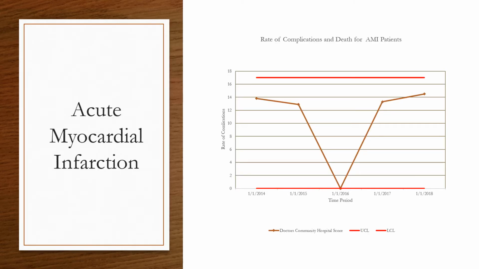An X-bar control chart was used to compare Doctors Community Hospital performance to its competitors. The first performance indicator was comparing Doctors Community Hospital performance for rate of complications and death for AMI patients, which also stands for acute myocardial infarction patients, with its competitors. This chart shows that Doctors Community Hospital performance was within expected rates of its competitors because all of the values for Doctors Community Hospital score were between the upper control limit and the lower control limit.